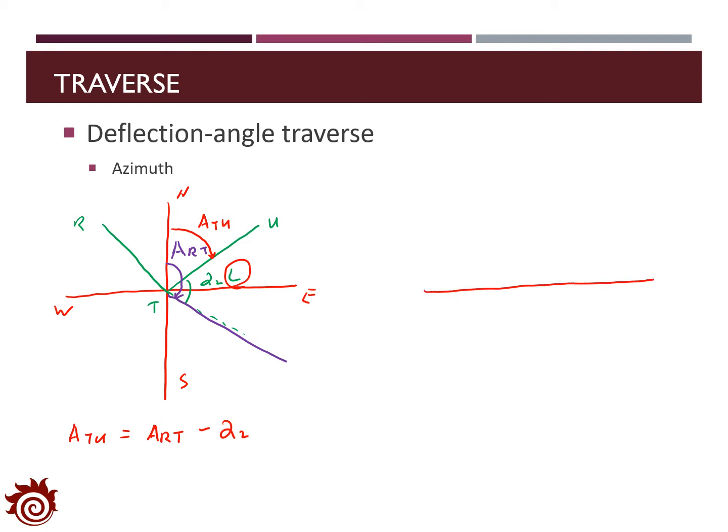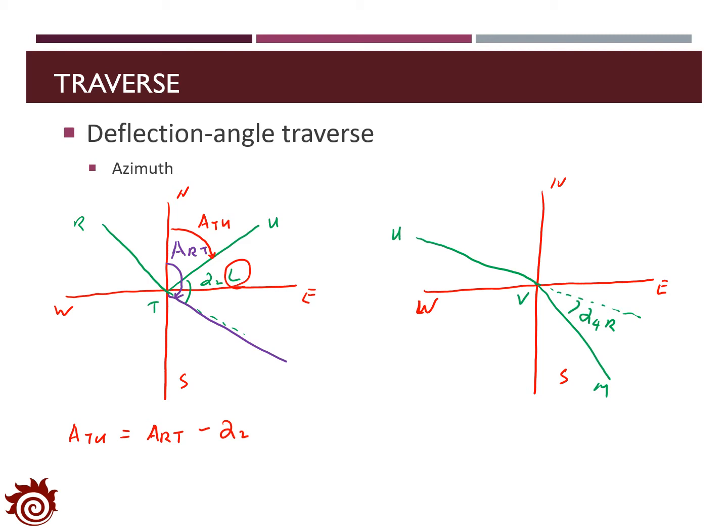Similarly, we can have the directions of east-west and north-south. Here we will consider another two lines, UV and VM. We can find out the deflection angle as alpha 4 R.